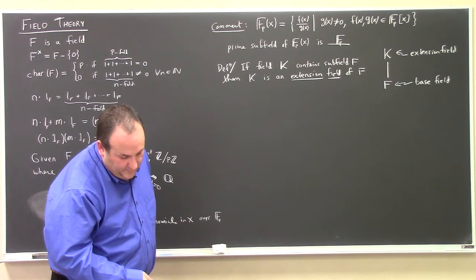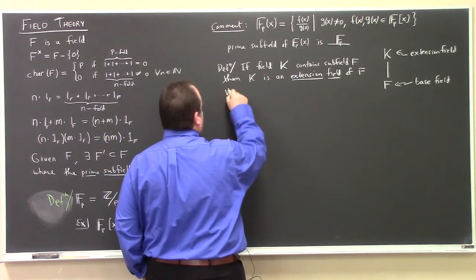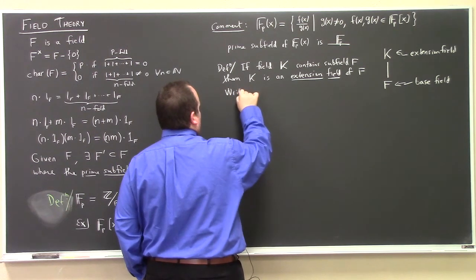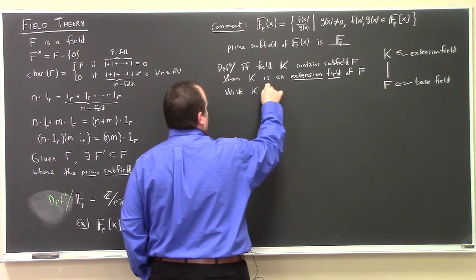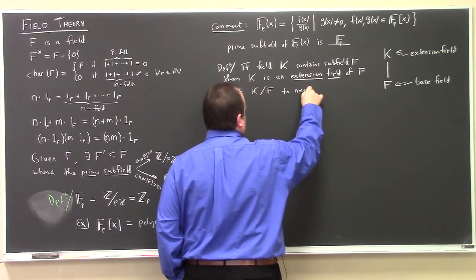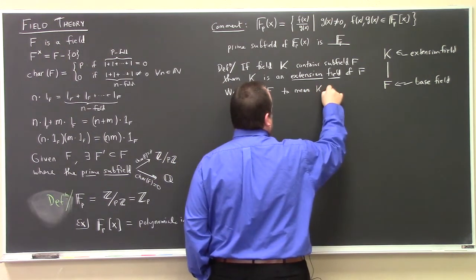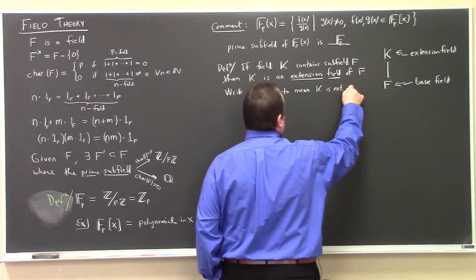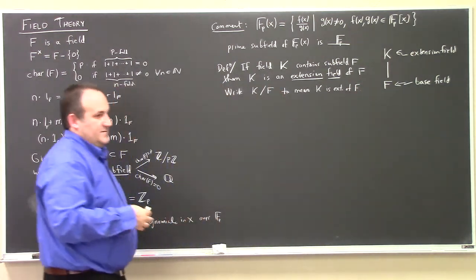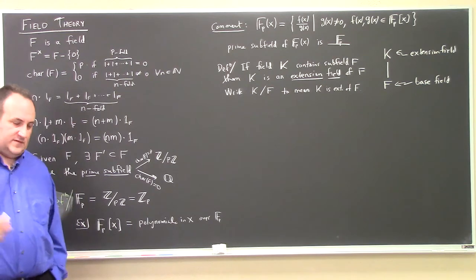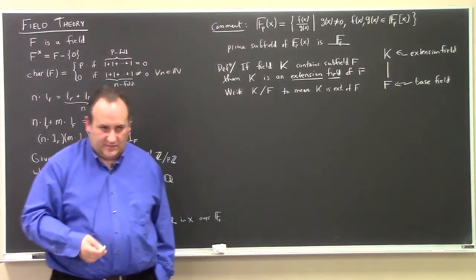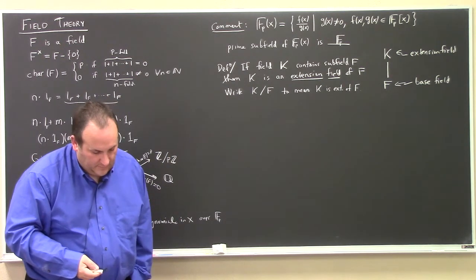We also write K over F to mean K is an extension of F. Right, so this is not a fraction, it is the notation for extension, okay? This is important because we're going to be using this notation a lot.